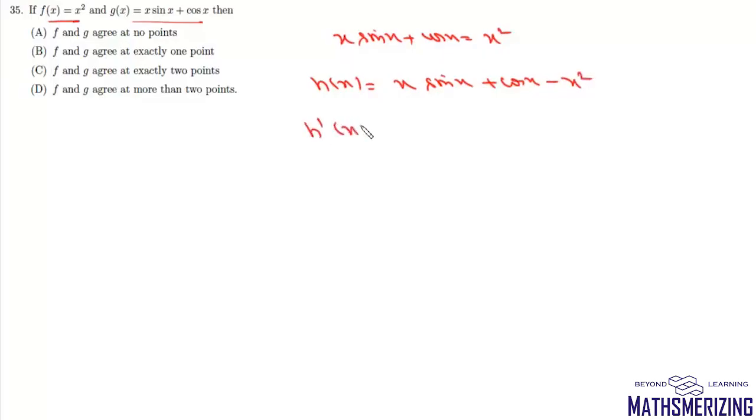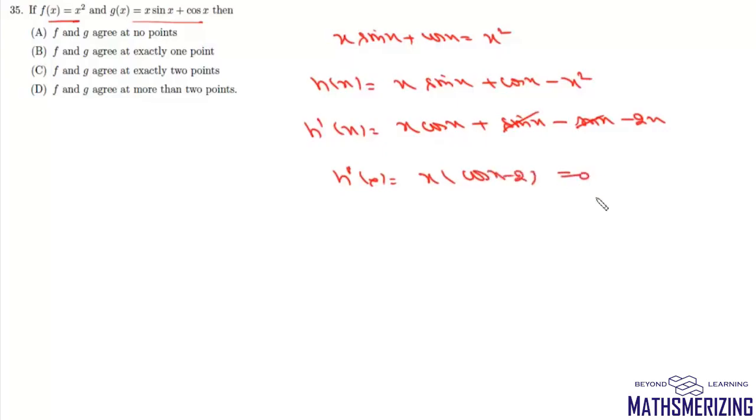Now we'll find h dash x, we'll get x cos x plus sin x minus sin x minus 2x. Now here sin x will cancel. We'll get h dash x as x into cos x minus 2. So the only critical point in this case is at x equal to 0. Now on the right it is minus and on the left it is plus. So this function will have a local maxima at x equal to 0.